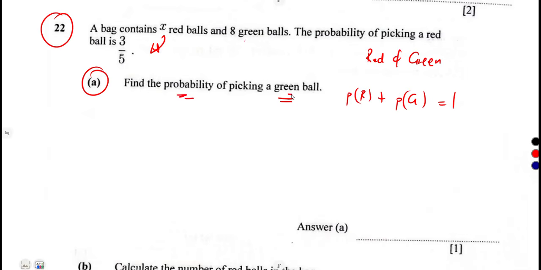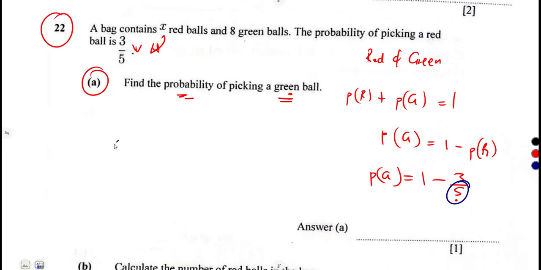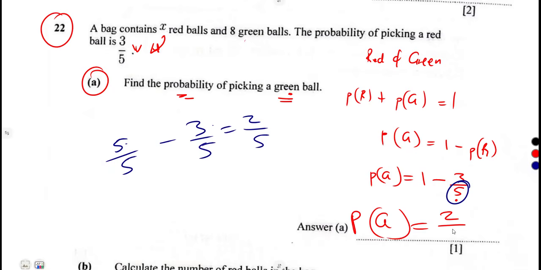So the probability of picking green is the one that we want. It is simply 1 minus the probability of picking red, 3 over 5. So that's it. 1 minus 3 over 5, in the denominator of 5, 1 is the same as 5 over 5 minus 3 over 5. So 5 minus 3, that's 2 over 5. So the probability of picking green is 2 over 5, just like that from what you're given.